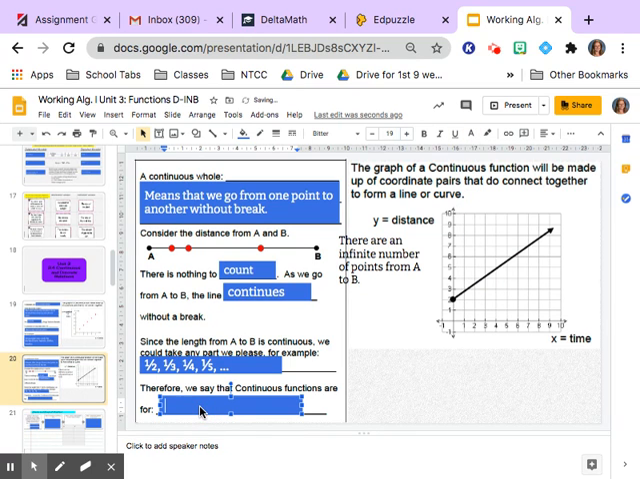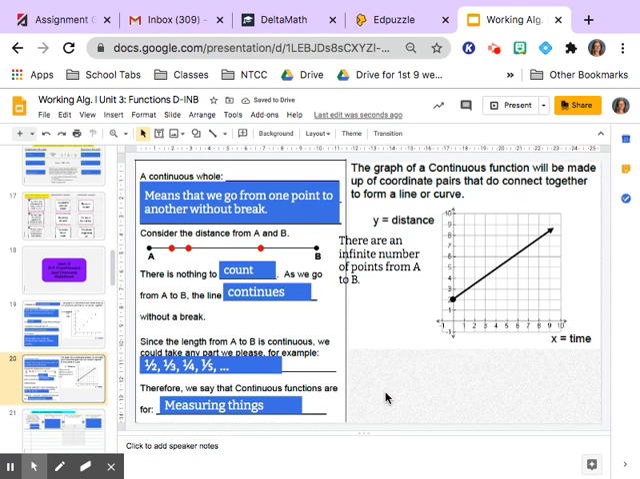Therefore, we say that continuous functions are for measuring things. It's like this example was measuring the distance. But with discrete, it's about counting things, where you can't have parts of a thing. Like people, counting calculators. Measuring things would be measuring the distance between me and you. Or measuring the time it'll take to run a mile.